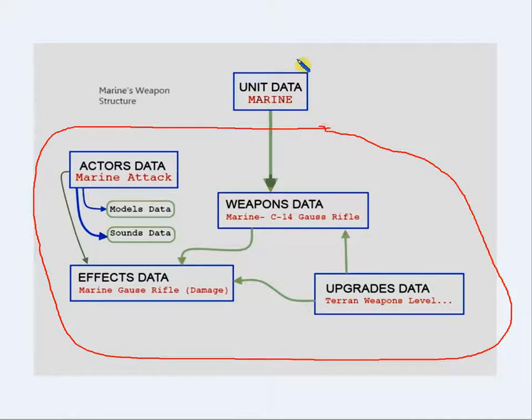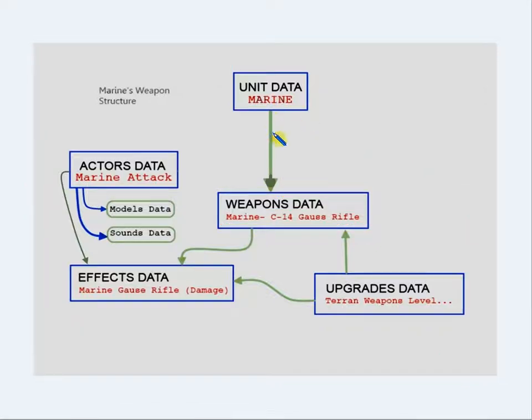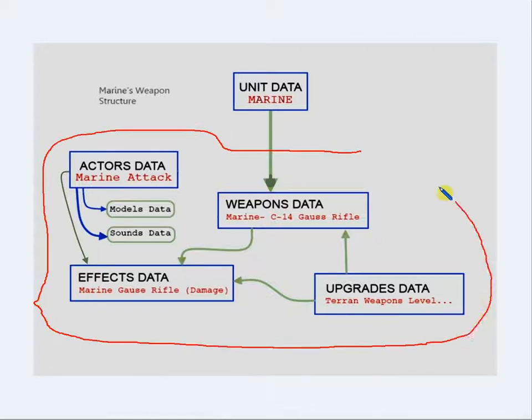Now, as mentioned before, the unit data is where we specify the weapons data, which is the Marine C14 Gauss rifle. Basically this is the structure of the weapon, Marine C14 Gauss rifle. It's a ranged weapon, you know what it is.